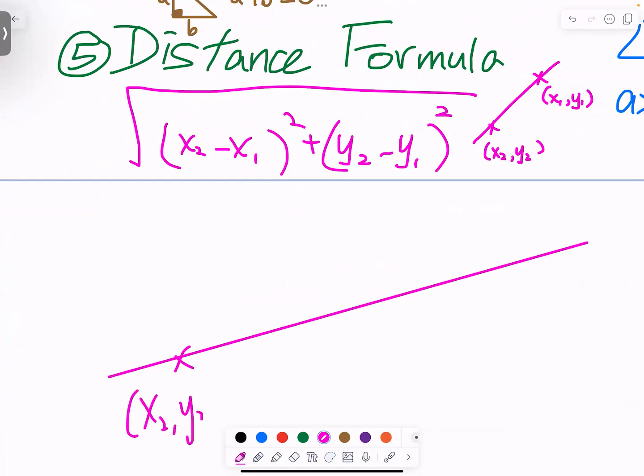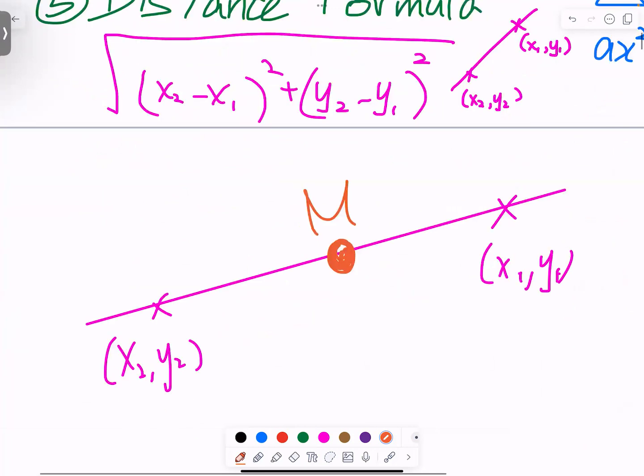X2, Y2, X1, Y1. I want to know the coordinates of this point. This is exactly in the middle. That's what we call midpoint.